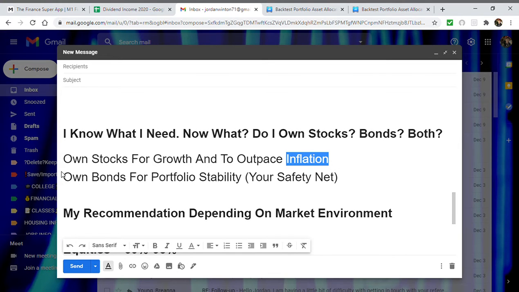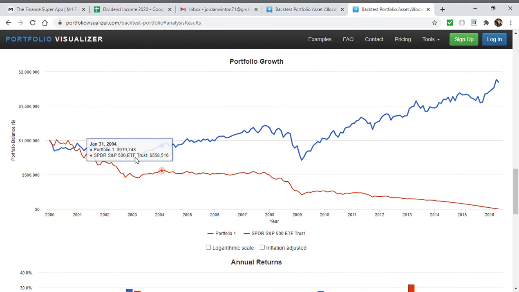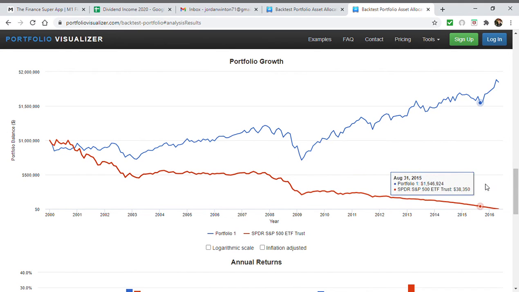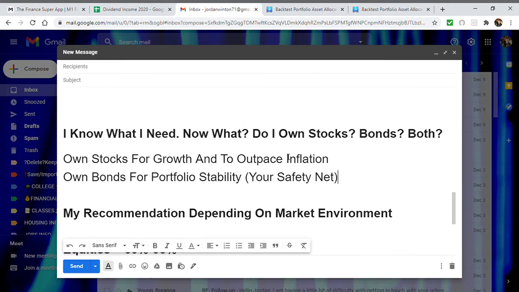And then the second one, you need to own bonds for portfolio stability, okay? So that way your portfolio is not as volatile as the one we showed right here. So that way in a downturn, you don't get wiped out as easily. And that way you also always have a safety net. So for example, let's say there was a 1929, a Great Depression, okay? If you own even 10% or 20% of your portfolio in bonds, things would dramatically change. You would not be nearly as wiped out as you would have with just all equities.